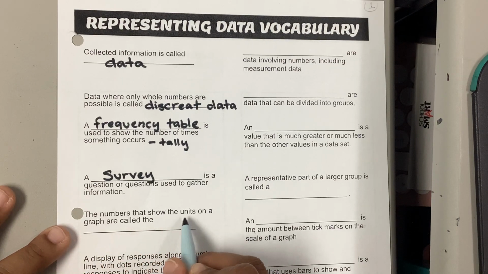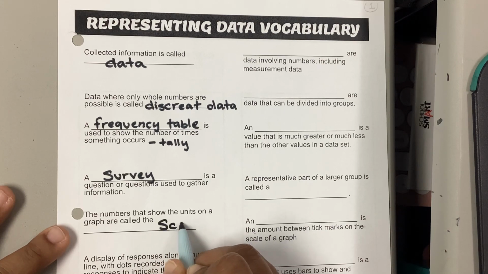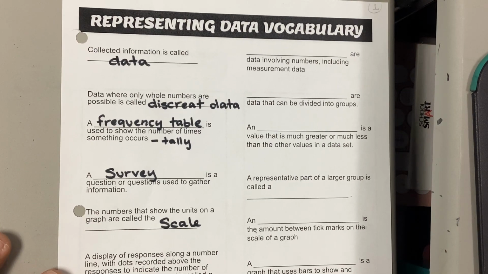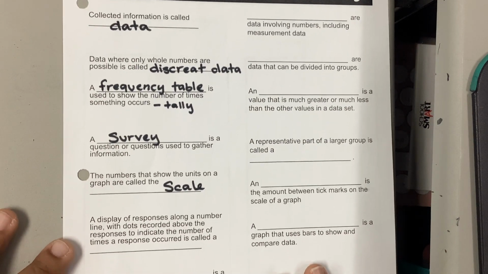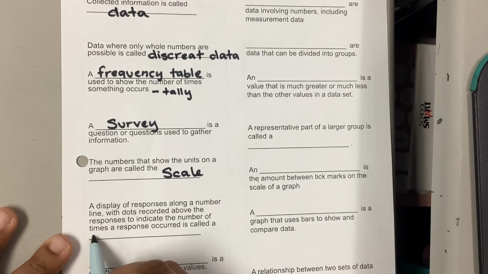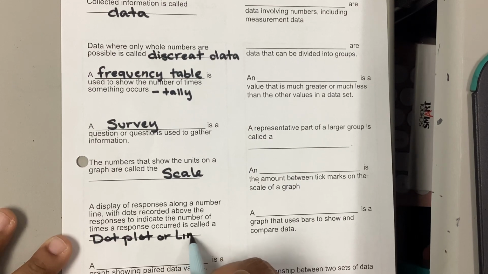The numbers that show the units on a graph are called scale. They're scales. A display of responses along a number line with dots recorded above the responses to indicate the number of times a response occurs is called a dot plot. Or you may also hear this called a line plot.